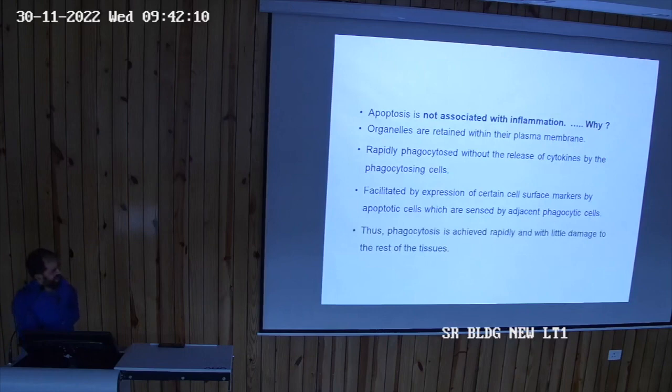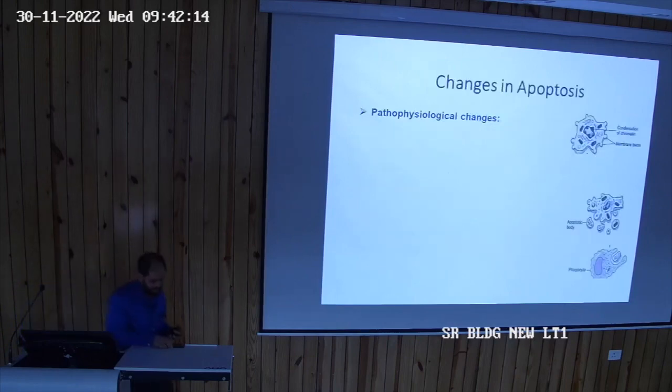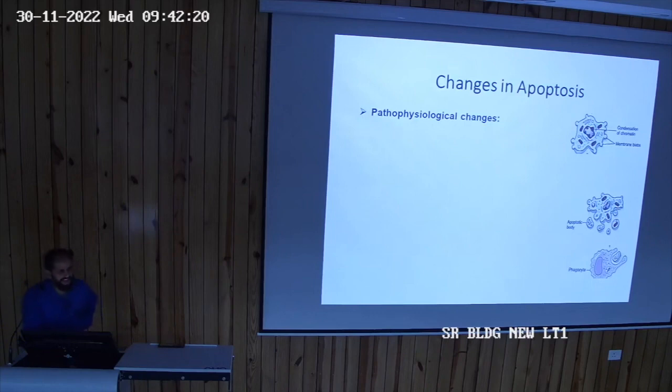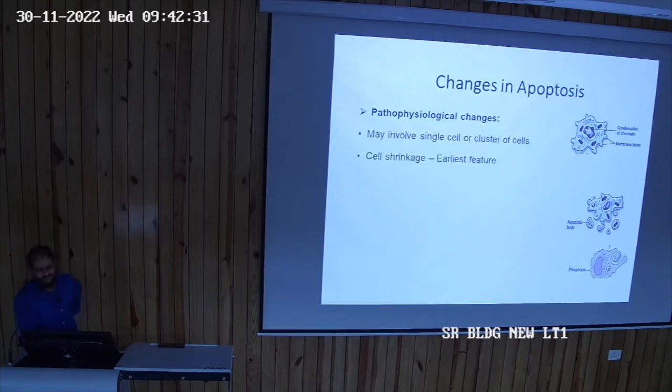Phagocytosis is achieved rapidly with little damage to the rest of the tissues. So what are the changes in apoptosis? There are pathophysiological changes and there are biochemical changes. What are pathophysiological changes? This apoptosis may involve a single cell or a cluster of cells. This is the earliest feature: the cell starts shrinking.